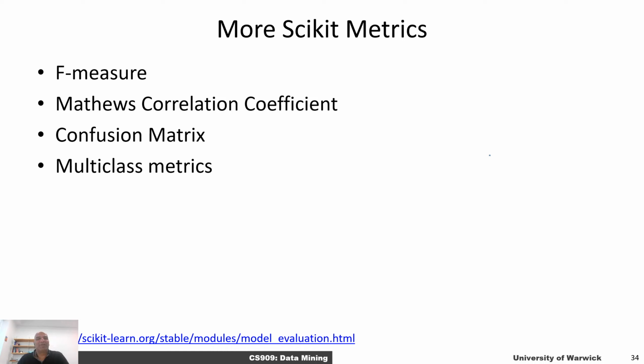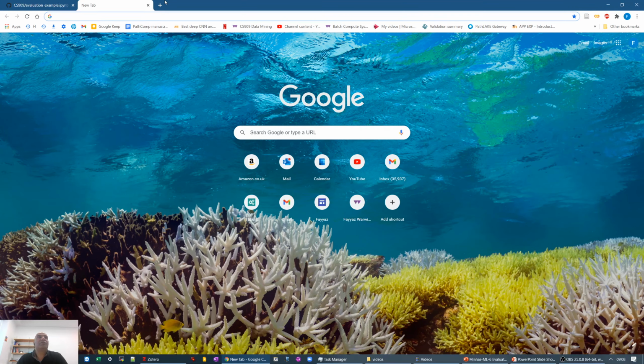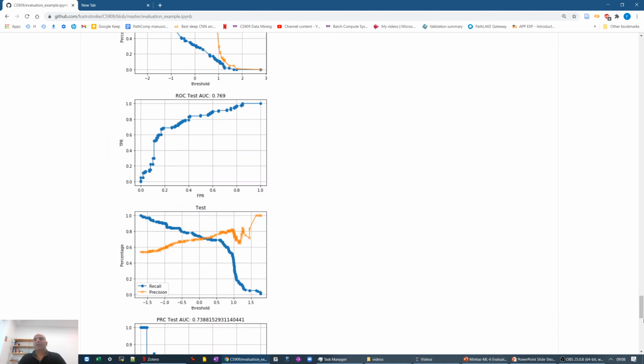Okay, so there are also other types of metrics available for performance evaluation in sklearn. There's something called F measure. We've talked about that briefly. There's something called Matthews correlation coefficient. You can also calculate confusion matrices, and you can also calculate some multi-class metrics. And to do that, I welcome you to read this link.